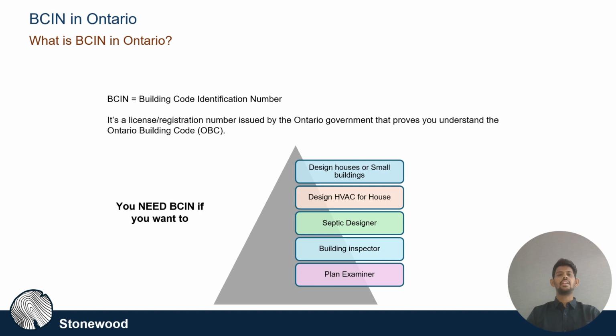Apart from that, you can design the HVAC for the house, and if you want to become a septic designer, you can pass the BCIN septic and BCIN designer legal, then you can start your own practice. Apart from jobs and business, you can also get a government job, and it's compulsory to get the BCIN for the building inspector and plan examiner. If you are targeting any of these jobs or businesses, then you must watch this video.